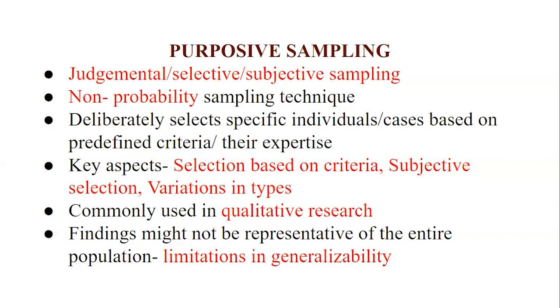So these are different types of purposive sampling: variation sampling, typical case sampling, snowball sampling, expert sampling, etc. Purposive sampling is commonly used in qualitative research, where the focus is on depth and understanding rather than generalizability. So instead of generalization, when the research is giving more focus to depth and understanding, then we can use purposive sampling. It allows researchers to target specific groups or individuals who have unique knowledge or experience related to the research topic. So it is useful for studies where access to certain populations or specific expertise is crucial. However, the findings derived from purposive samples might not be representative of the entire population. So we can't do generalization with purposive sampling.